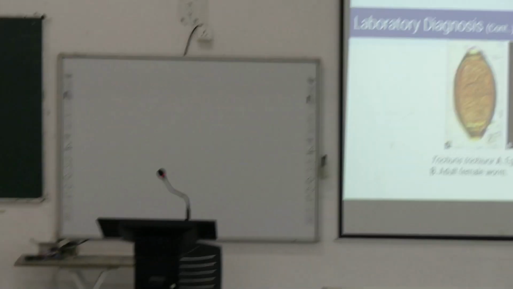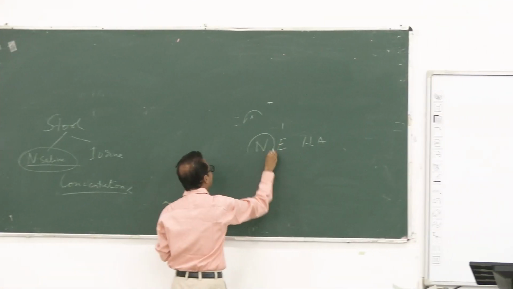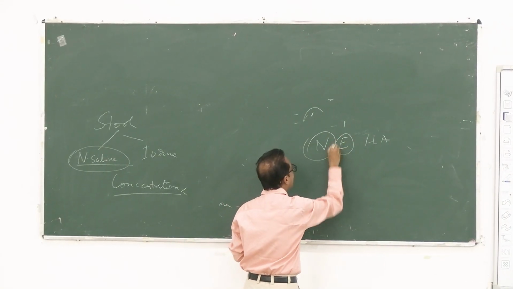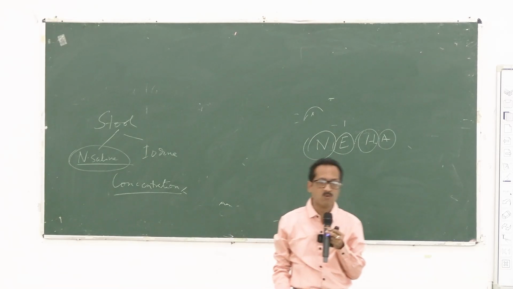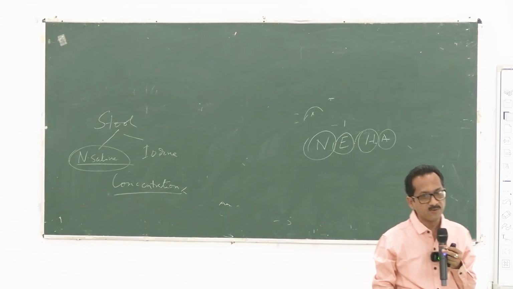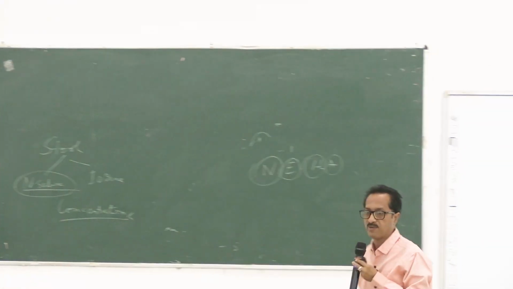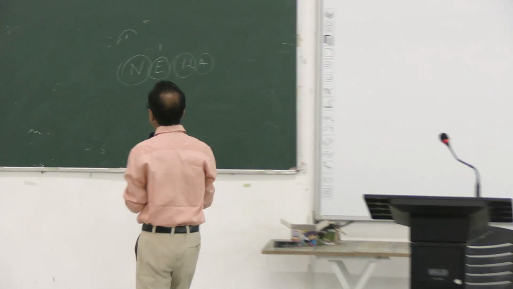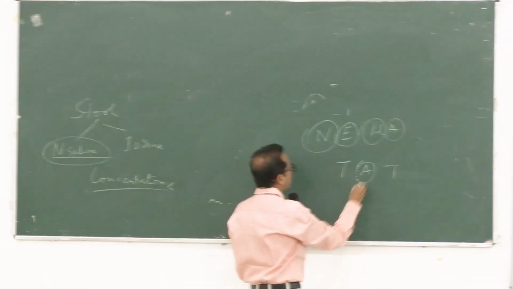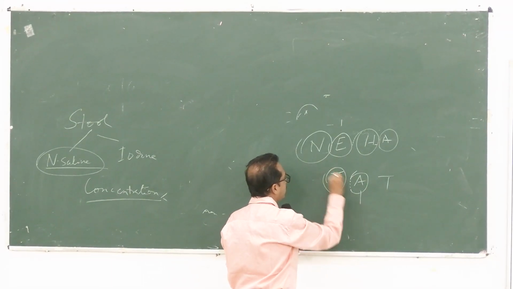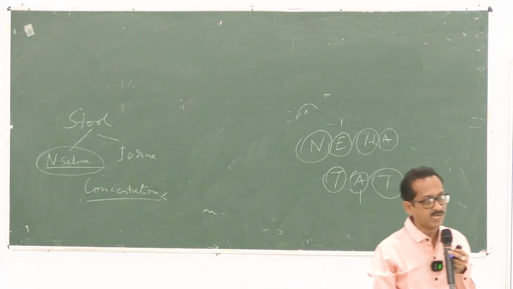Non-bile stained is a mnemonic called NEHA: Hookworm, Necator, Enterobius, Hymenolepis nana and Ancylostoma. So hookworm ova, Enterobius vermicularis and Hymenolepis nana are the non-bile stained ova. And the bile stained are TAT, P-A-T-T: Ascaris, fertilized and unfertilized, Trichuris and Taenia. So these are the bile stained ova and these are non-bile stained ova.